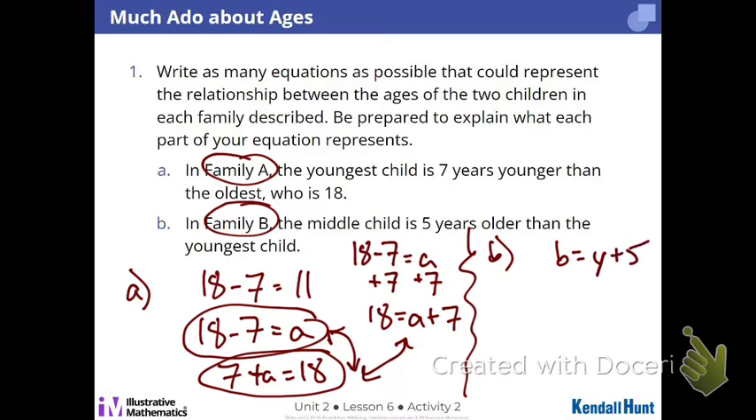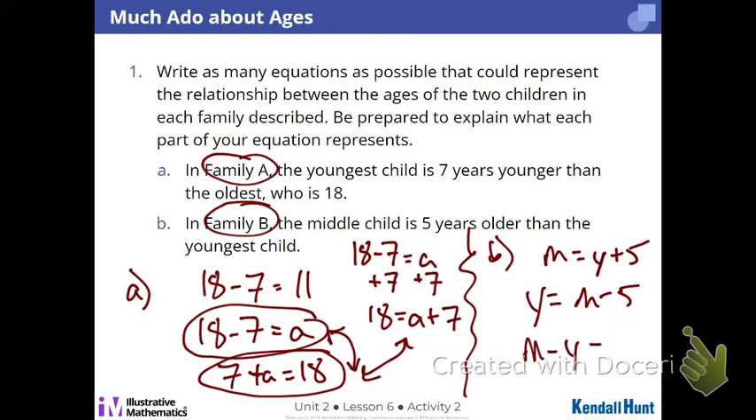How do you feel about that? I'm going to actually change B to M. It's going to help me. Middle. Okay, what's another equation we could have for this situation? If Y is 5 years older, M is what? 5 years younger, so... Does that make sense? Okay, and I got another one for you.